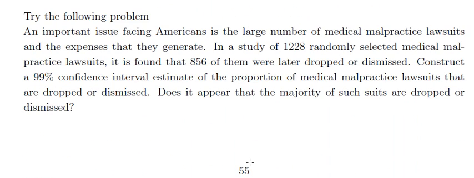So let's go ahead and try a problem. I'll show you how to do it by hand, and then I'll show you how to do it on the calculator. So an important issue facing Americans is the large number of medical malpractice lawsuits and the expense that they generate. In a study of 1,228 randomly selected lawsuits, so this is your N, it is found that 856 of them were dropped. So this is your what we call X. That's how we're going to calculate p hat. So we want to construct a 99% confidence interval for the proportion of lawsuits that are dropped or dismissed.